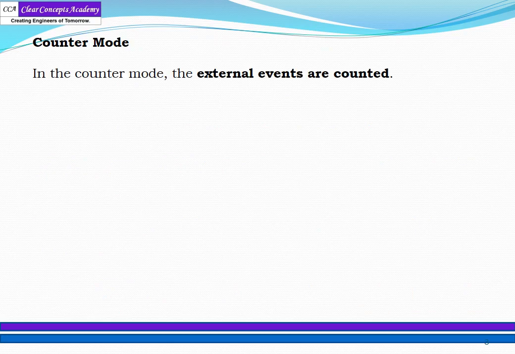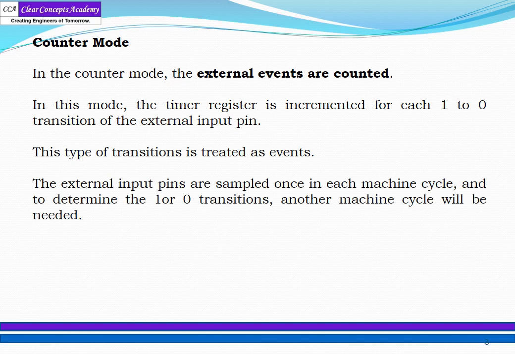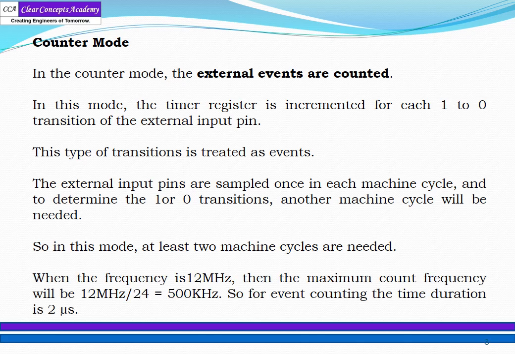And counter mode. In the counter mode, the external events are counted. In this mode, the timer register is incremented for each 1 to 0 transition of the external input pin. This type of transition is treated as an event. The external input pins are sampled once in each machine cycle, and to determine the 1 to 0 transition, another machine cycle will be needed. So in this mode, at least 2 machine cycles are needed.